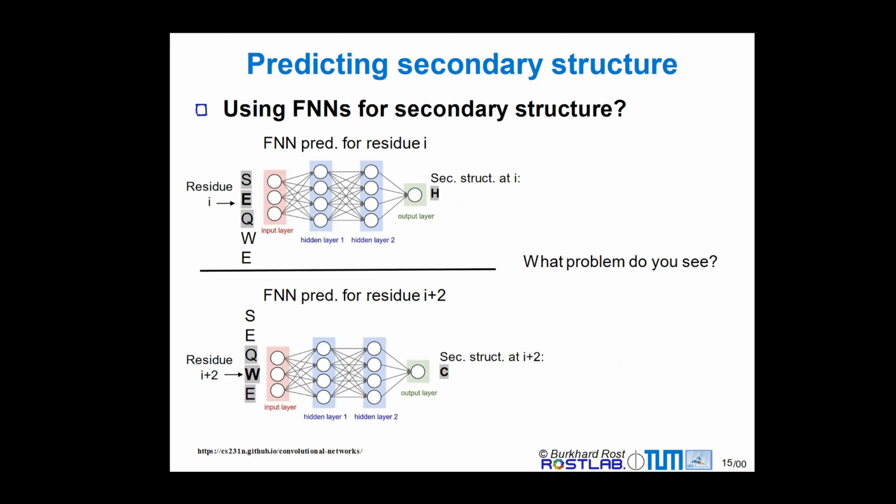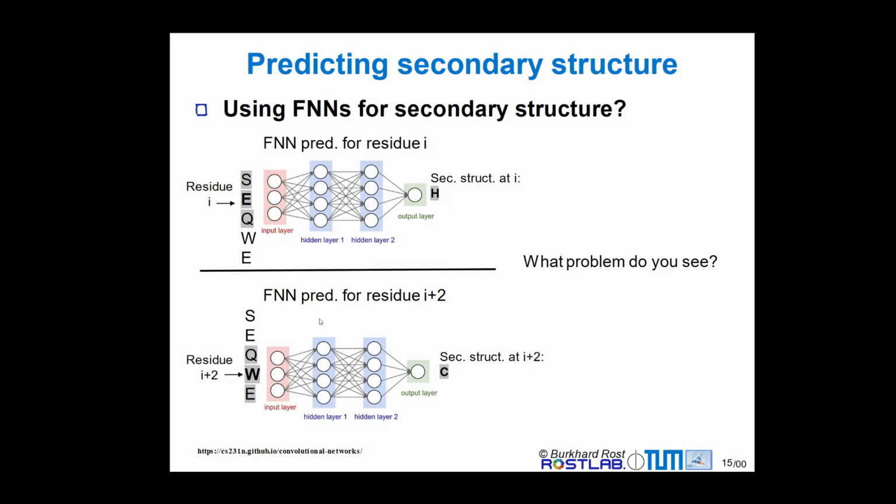So now we can use normal feed-forward neural networks for predicting secondary structure. In this example, we have a very simple feed-forward neural network. This is the input layer, hidden layer 1, 2, and here we produce some output. In this example, we look at residue i, so at the center here at the E, and from the E, we then try to predict the secondary structure. And in this example, this would be a helix prediction.